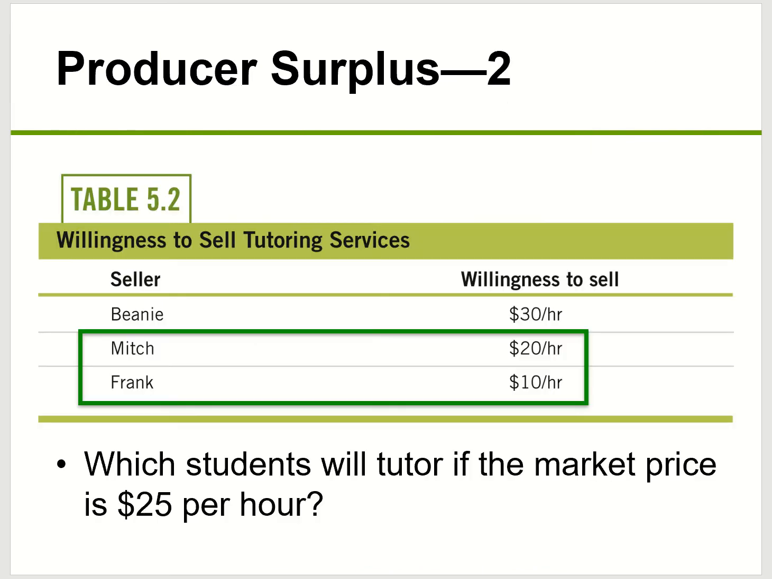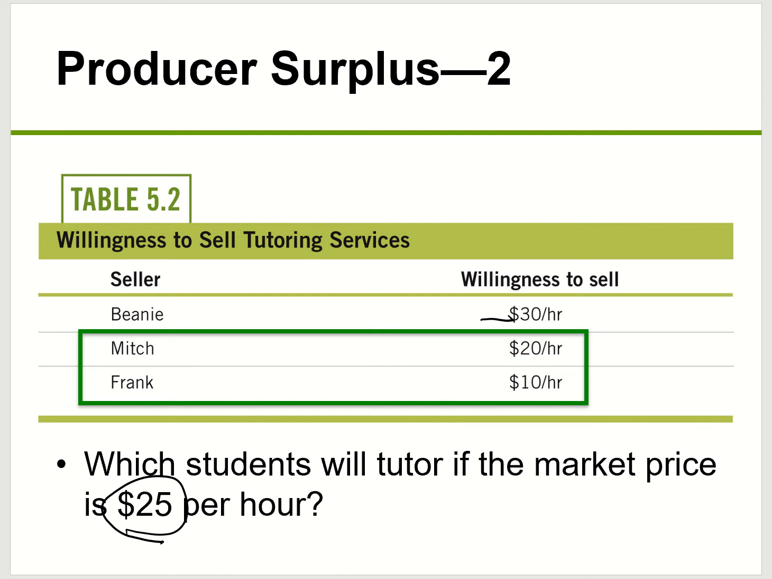Okay, so let's suppose we have again 3 people here, and then each person is offering a tutoring service. So for Beanie, he wants to charge $30 per hour. Mitch wants to charge $20 per hour, and then Frank wants to charge $10 per hour. Now let's suppose the market price is $25. Which of the 3 people will provide the service?